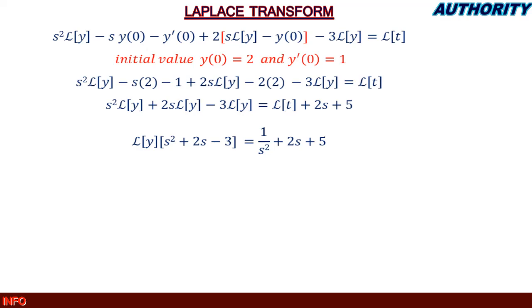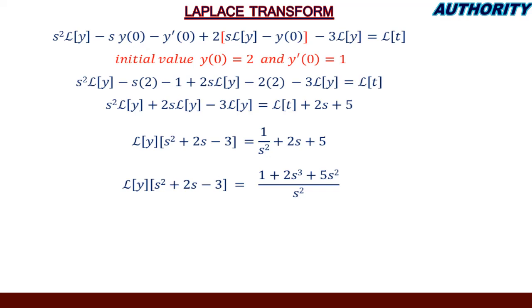Now, let's combine these right-hand sides together. When you combine it, we are going to have 1 plus 2s cubed plus 5s squared all over s squared. Now here in the left-hand side, we have the Laplace transform of y, and then the coefficient s squared plus 2s minus 3 is equal to, in the right-hand side, 1 plus 2s cubed plus 5s squared all over s squared.